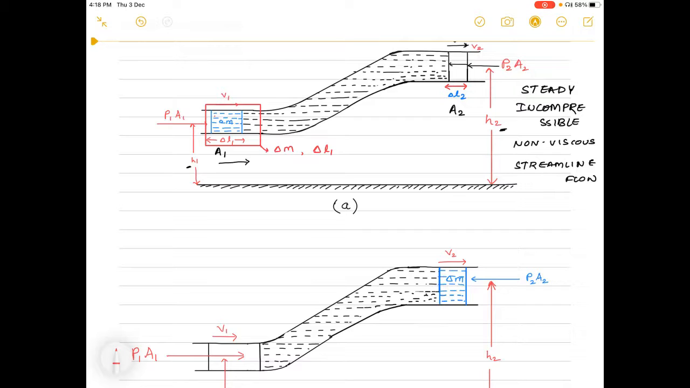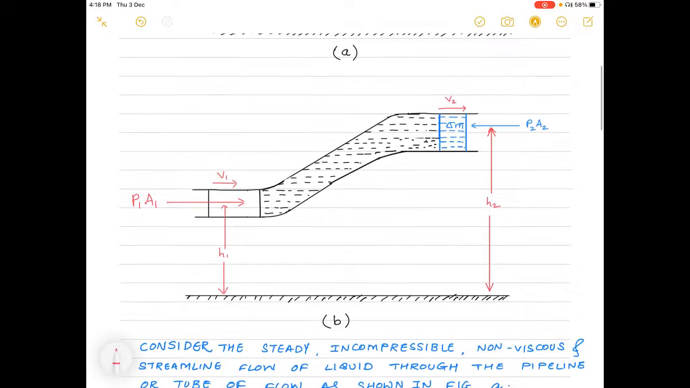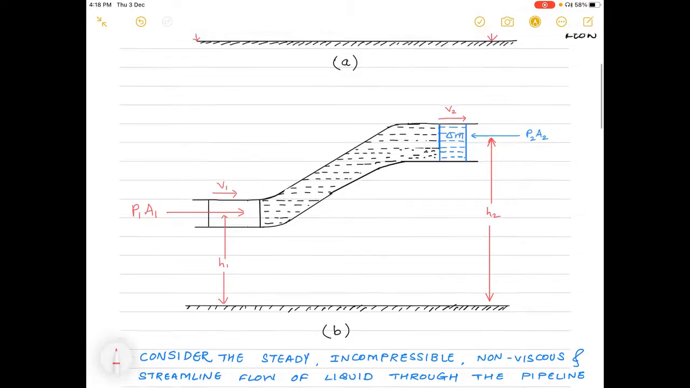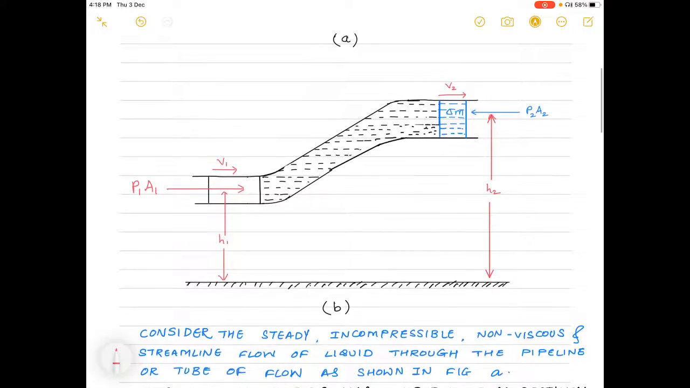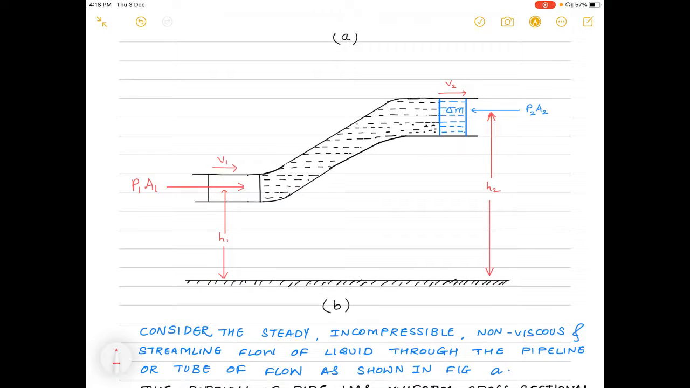Now let us consider the motion of the element. We are considering the motion of this element from left as shown in figure B. In this we are going to see the motion of that element of mass delta m and length delta L1 on the left hand side. It is moving towards the right hand side as we can see in this diagram. Now at the right, the length of the element becomes delta L2.